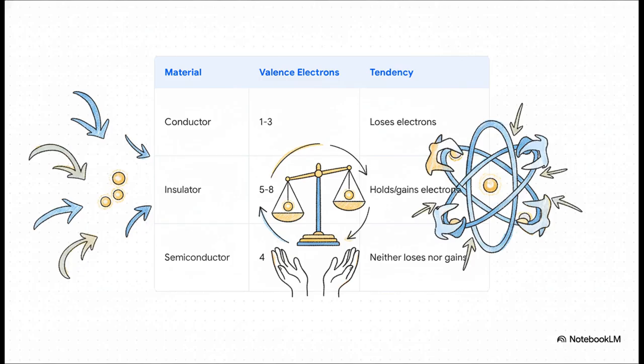They're so close to being full and stable, they will hold on to their electrons for dear life, or even try to steal one from a neighbor. And then you have the weird one in the middle, semiconductors. Exactly 4. Perfectly balanced. They're not desperate to lose or gain. And that special in-between state is what makes them so interesting.